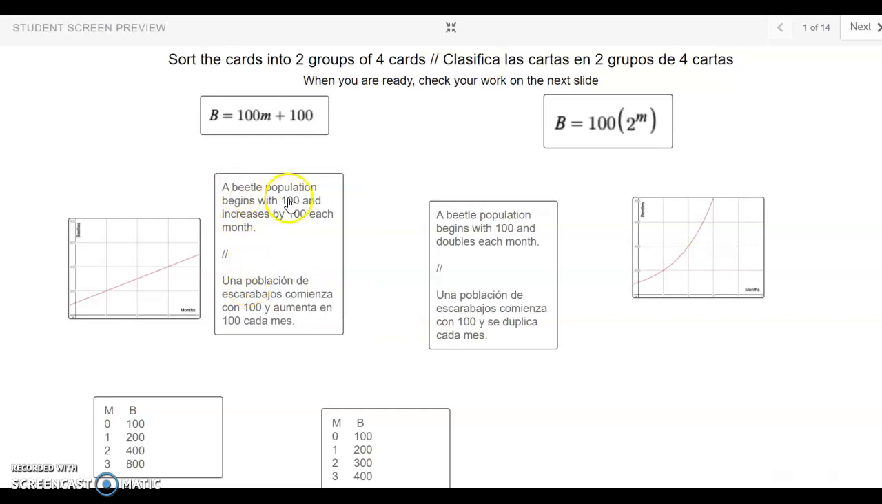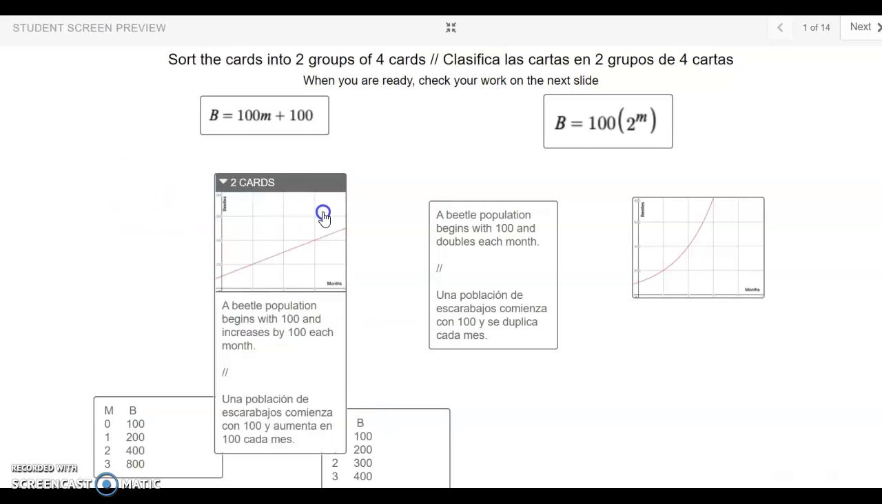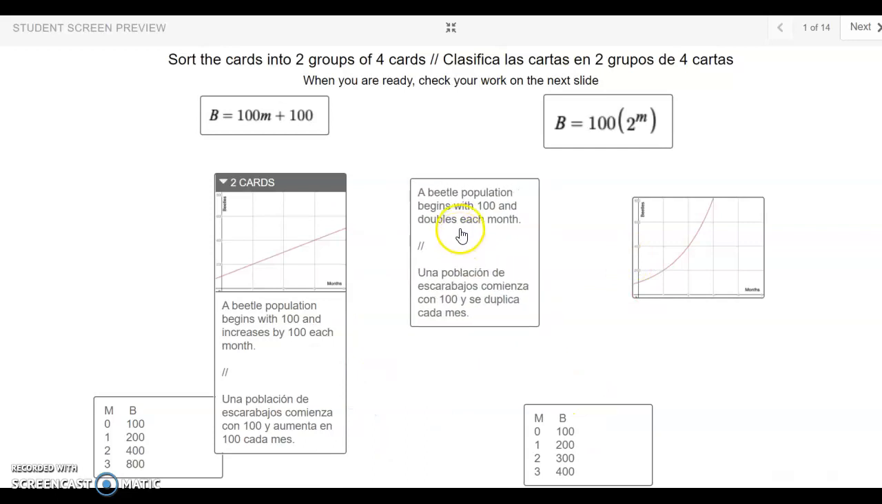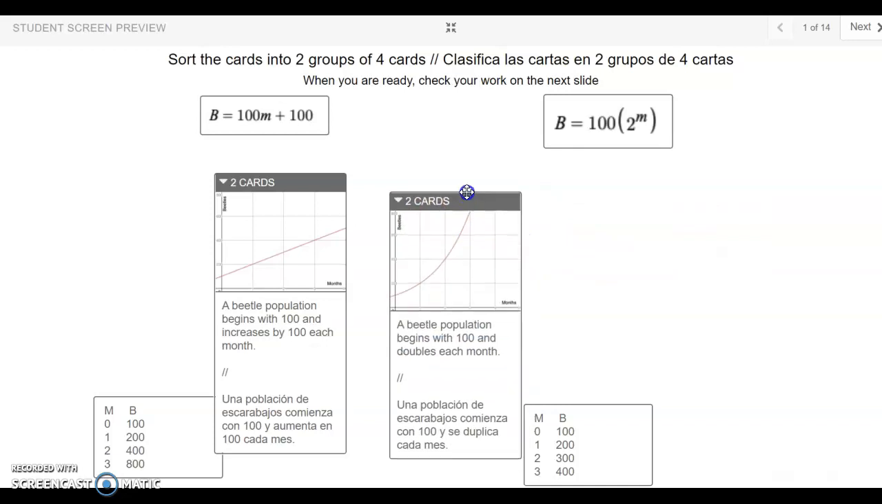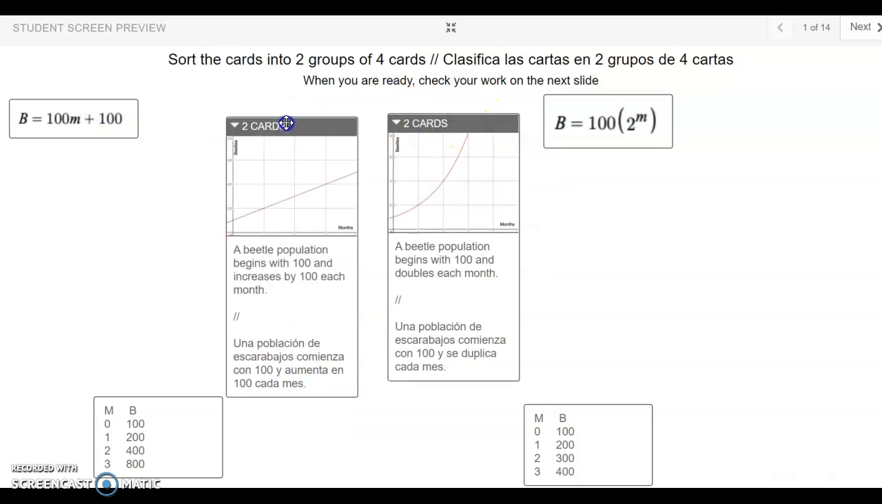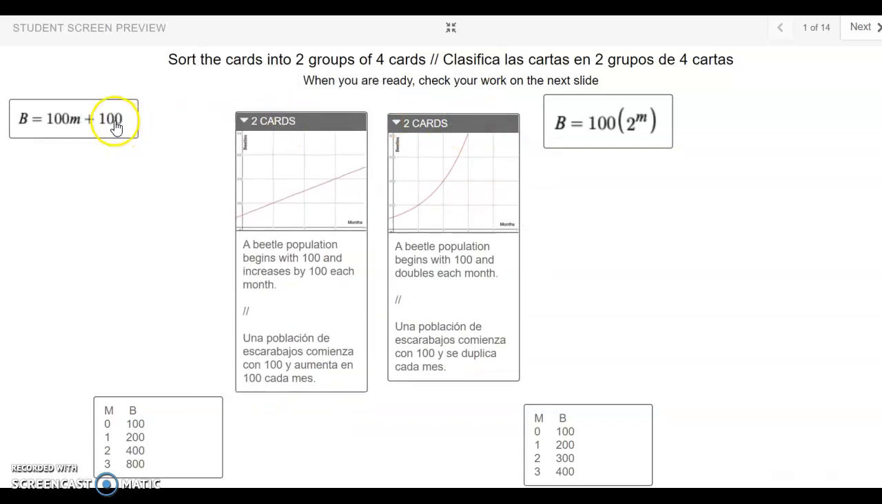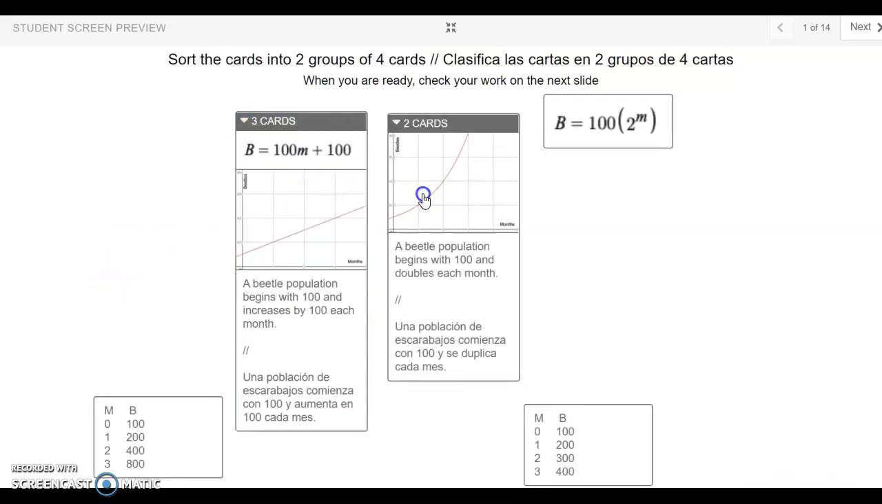All right, well, hopefully you said if it's going up 100 each month, this is the linear situation, and here's the graph that goes with that. Also, hopefully you said the beetle population is doubling, that's an exponential function, and this one best represents an exponential. Now, which equation looks like a linear equation? Well, that would be this one right here: 100 times the number of months plus 100 gives us our beetle population. So let's slide that right here with this linear graph.